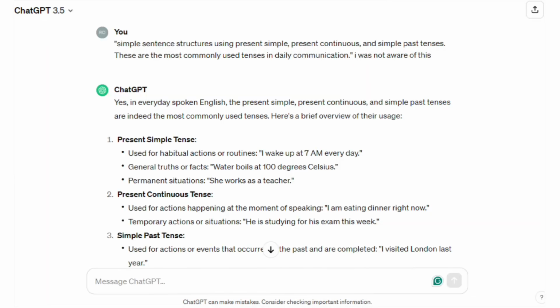How many tenses? You know, it's only three. Only three: present simple, present continuous and simple past. Yes, if you learn these three tenses, you will be able to communicate in your daily life. Get fluency for this stage, and then you can definitely move further. It says, yes, in everyday communication, present simple, present continuous and simple past tenses are indeed the most commonly used tenses.